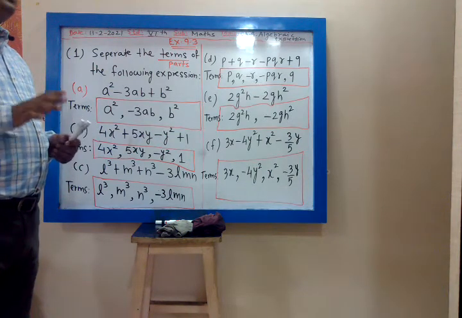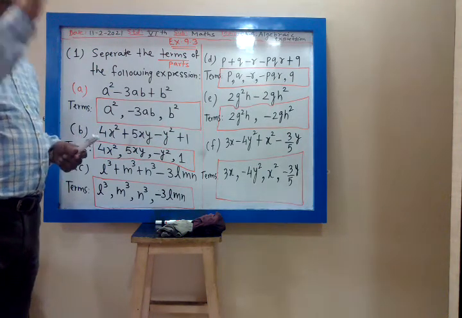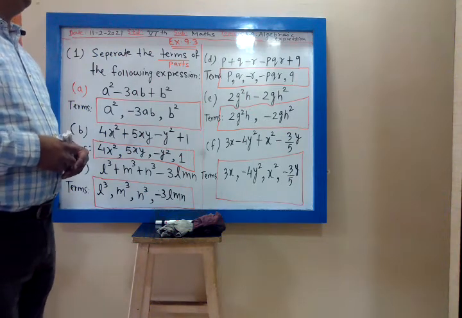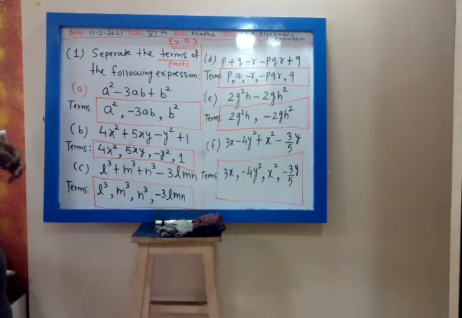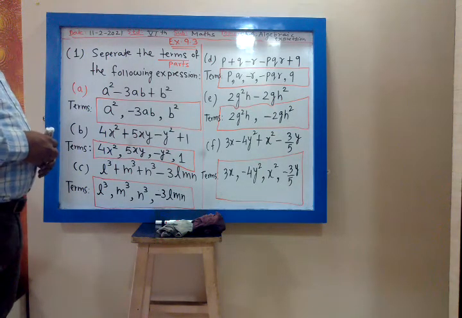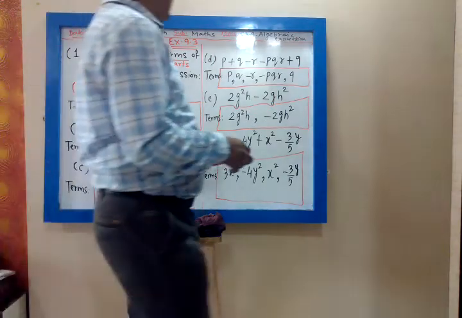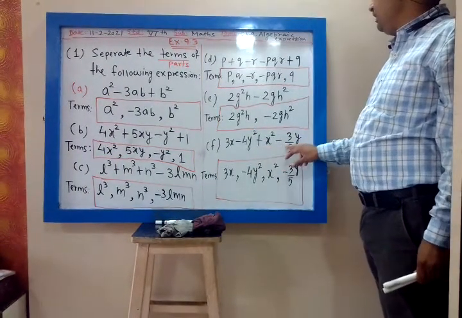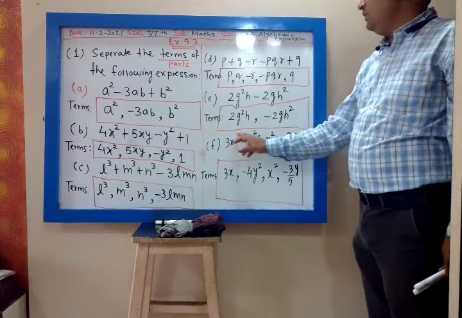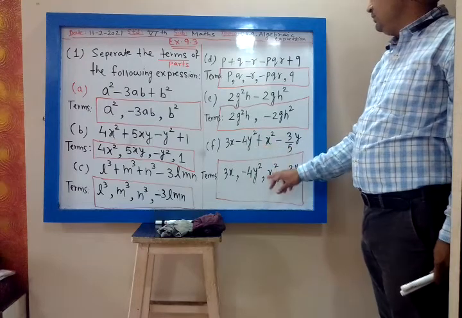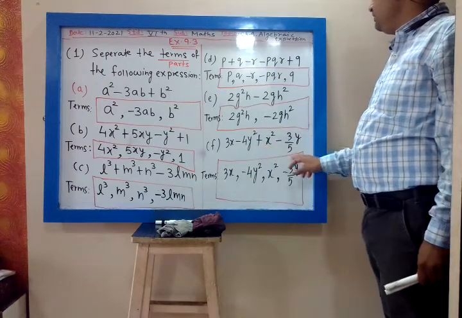Is it clear? So in mathematics, no sign means plus sign. F is 3x minus 4y square plus x square minus 3 upon 5y. So first term is 3x, second term is minus 4y square, third term is x square, and fourth term is minus 3 upon 5y.